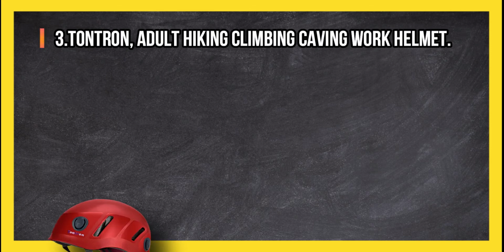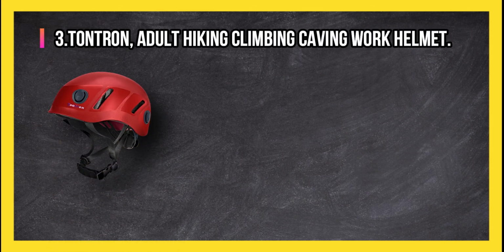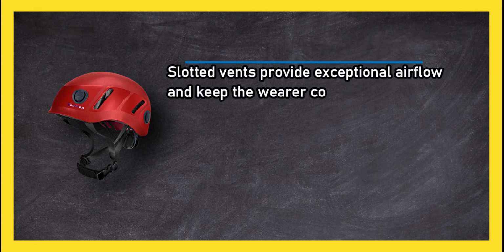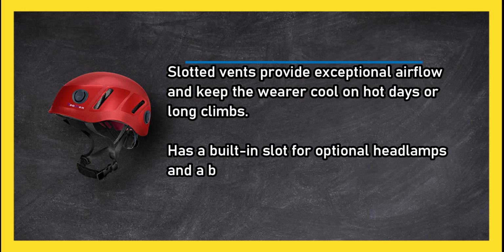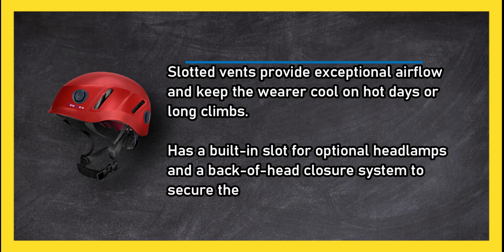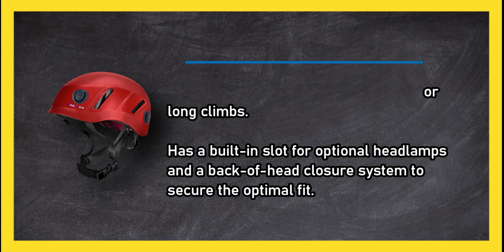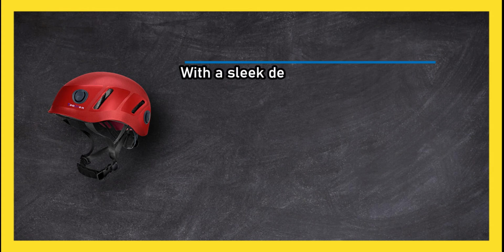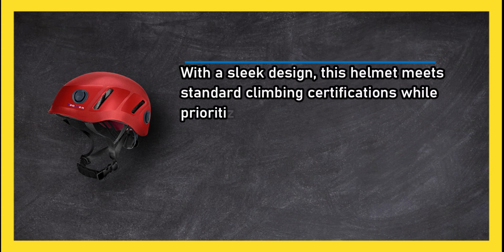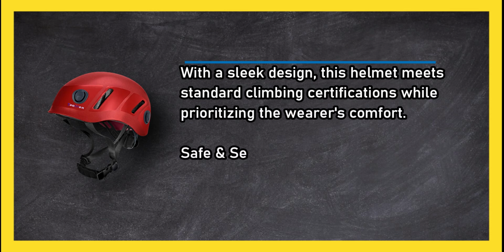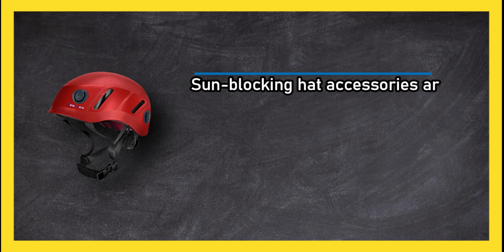At number 3, Tontron Adult Hiking Climbing Caving Work Helmet. Slotted vents provide exceptional airflow and keep the wearer cool on hot days or long climbs. Has a built-in slot for optional headlamps and a back of head closure system to secure optimal fit. With a sleek design, this helmet meets standard climbing certifications while prioritizing the wearer's comfort. Safe and secure. Sunblocking hat accessories are sold separately.